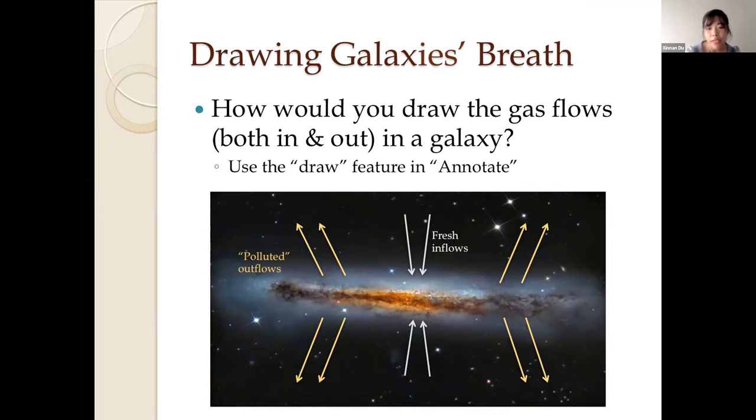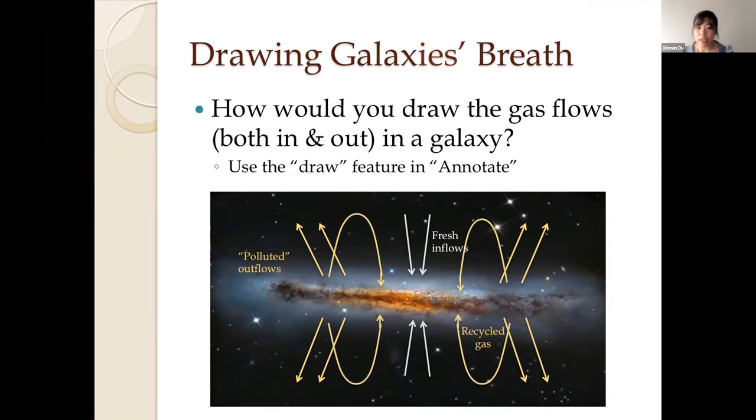And sometimes if the outflows are not at high enough speed, they would also recycle back, creating what we call the galactic fountain. So the stars that are formed in the next generation would also pick up these recycled, slightly polluted gas.